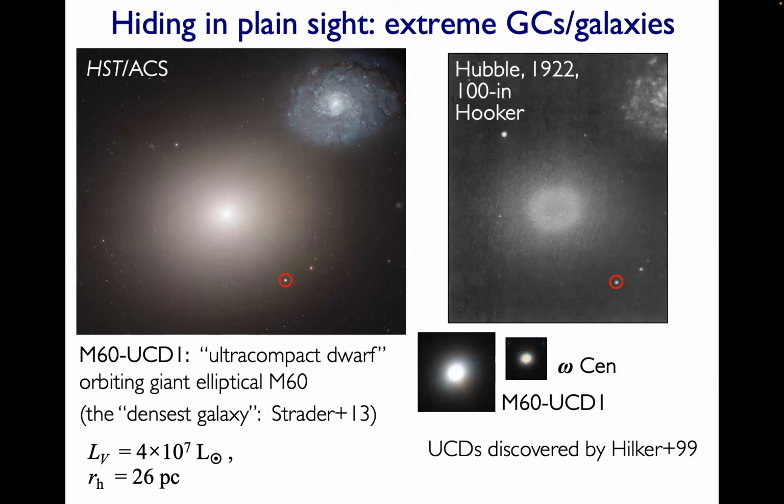And there's an example: if you go back 100 years, there's an old plate from Hubble where you can clearly see that he was already looking at an ultra compact dwarf but had no idea. So these things were hiding in plain sight. And the question was, why were they missed?